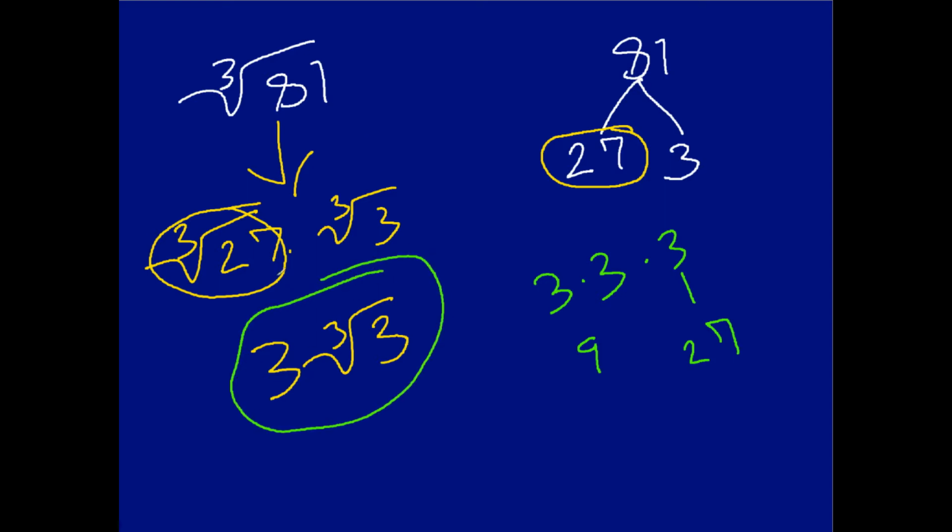That's how that works. Now with this next one, we're going to deal with something that involves only variables, and this is where it gets a little bit more unique. So let's say I have the square root of b to the 5.